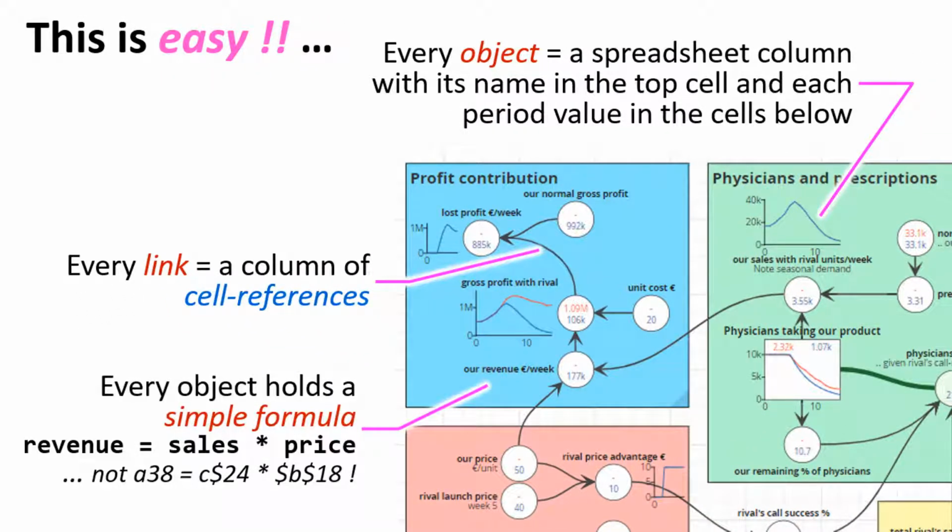And inside every object is a formula, exactly like the formula you would have in a spreadsheet, except that our formula says revenue equals sales multiplied by price. It does not say A38 equals C$24 times $B$18, right? It actually says sales multiplied by price. And because you can only use linked items here, it's almost impossible to make cell reference errors.